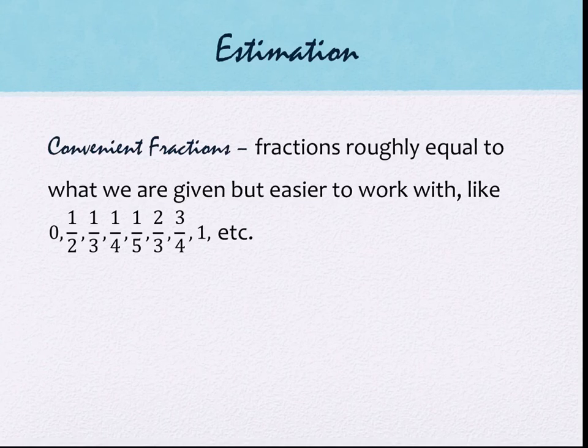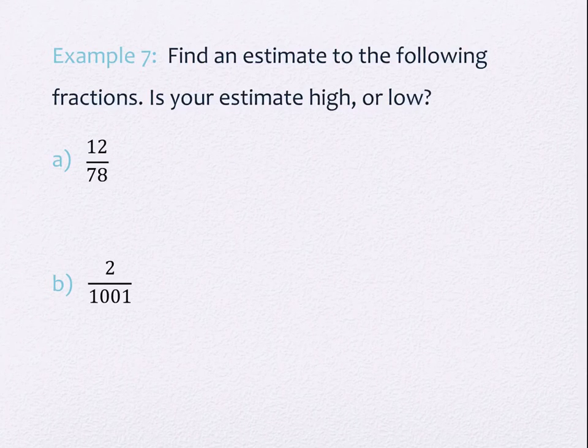So what we're going to do is take a couple of sort of unfriendly fractions and change them so that they're approximately equal to what we started with, but friendlier, more convenient to work with. 12/78. I know they're both even on top and bottom, so we could legitimately reduce. I get that. But 12 and 78 themselves are not very convenient.